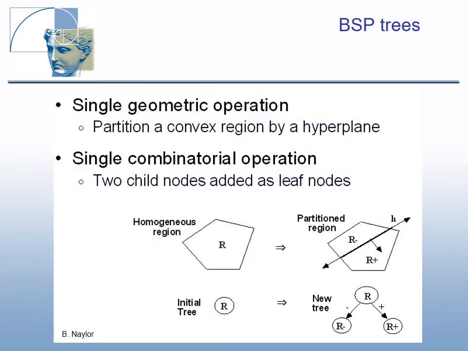The construction of a BSP tree requires a single geometric operation, which partitions a convex region by a plane, as shown in the top image. It also needs a single combinatorial operation, which adds 2 children to a node as leaves of the tree, as shown by the lower image.